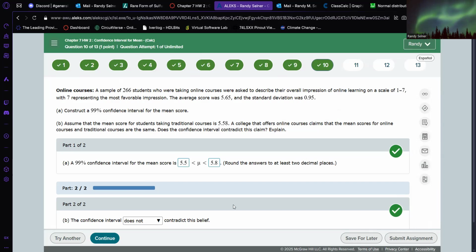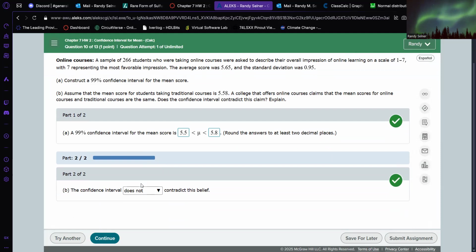And then we have to take this and multiply it by -1, and we add it to 2 times our average, which was 5.65. And we get our 5.8. So 5.5 to 5.8.